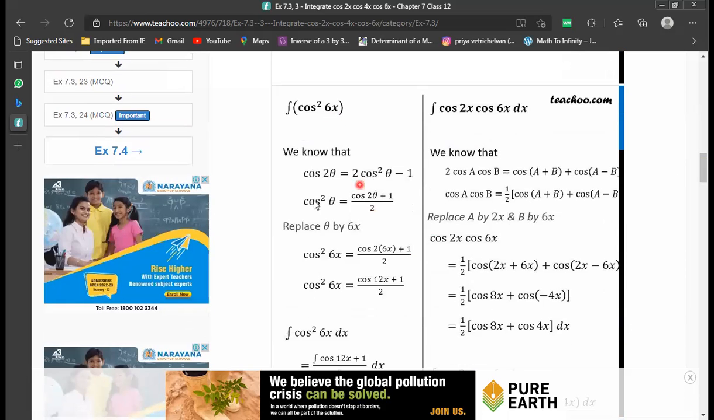So what is cos square theta? Cos square theta can be written as cos 2 theta plus 1 upon 2. Here the theta is nothing but 6x. So cos square 6x can be written as cos 2 times of 6x plus 1 upon 2. 2 times of 6x will give you cos 12x.